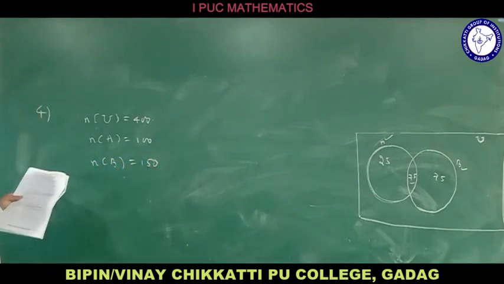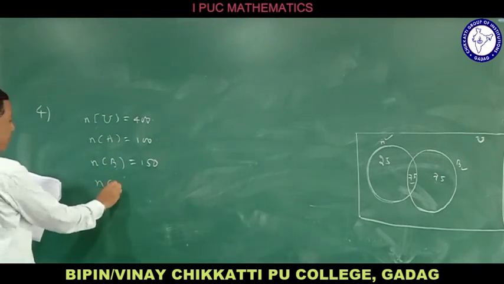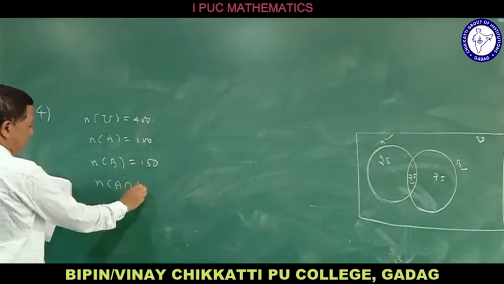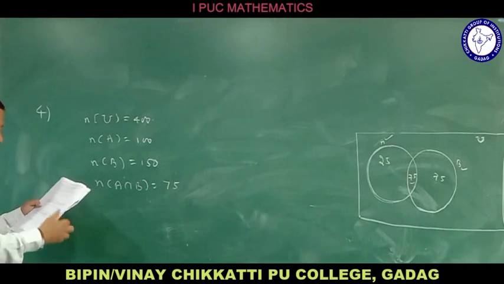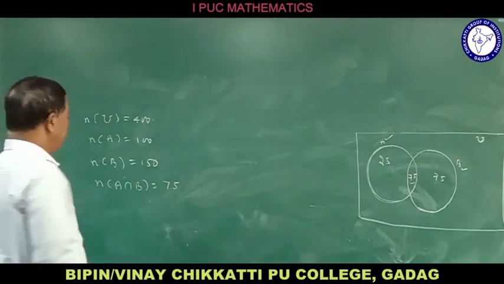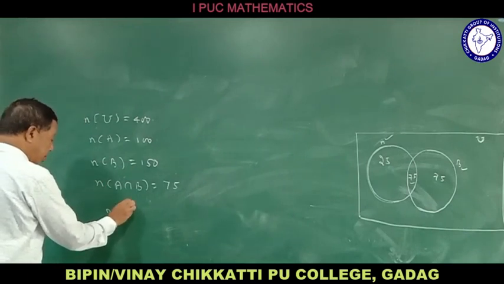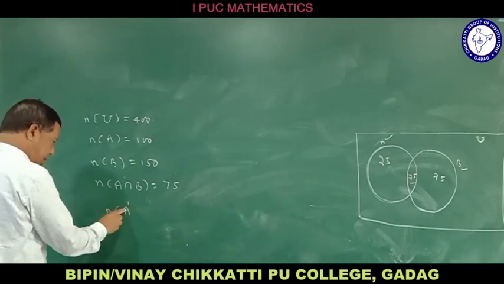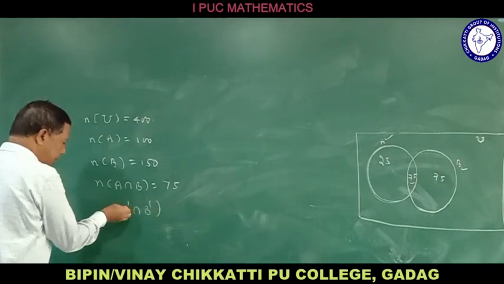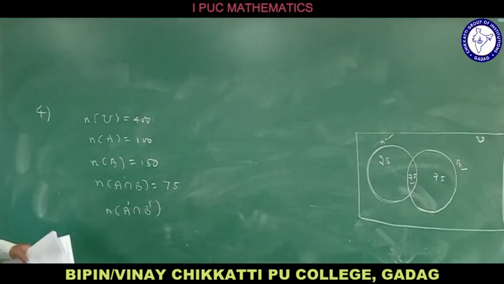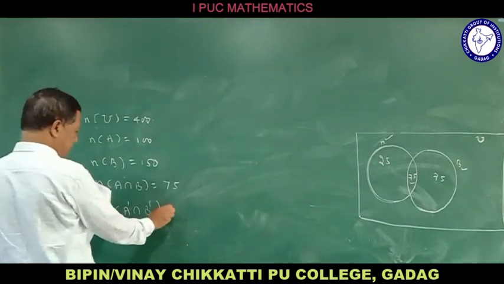And the question is how many are taking both, N of A intersection B, and that is 75. Now the question is: neither apple nor orange, N of A dash intersection B dash. So this is the question now.